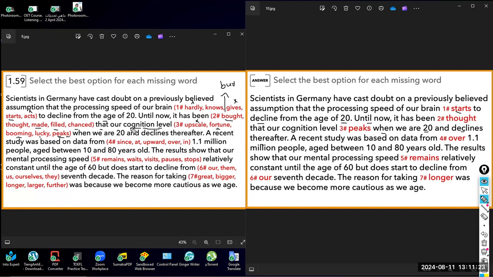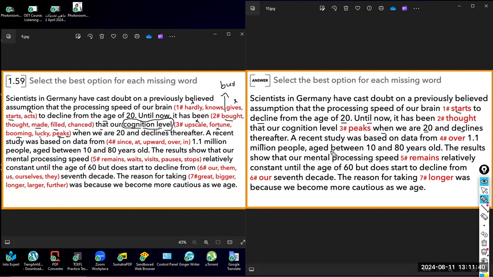This is why I have to choose peaks, which is the peak. Why? Because as I told you, this is singular, and because now I'm using the simple present tense, I have to add S with the verb. So peaks, which is the peak when we are 20 and declines thereafter.